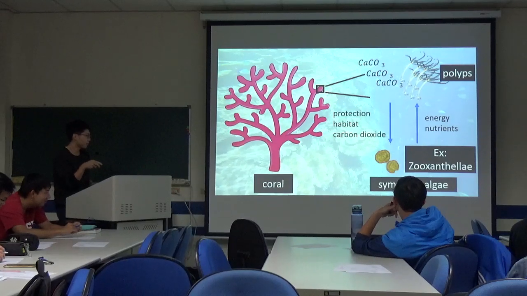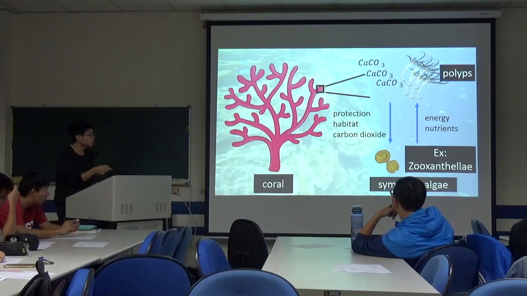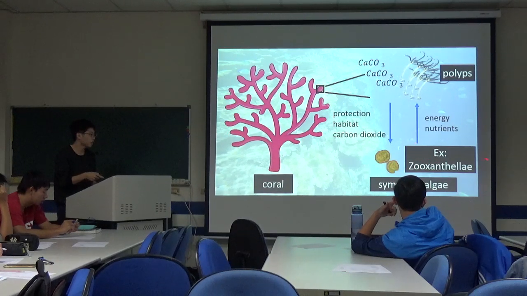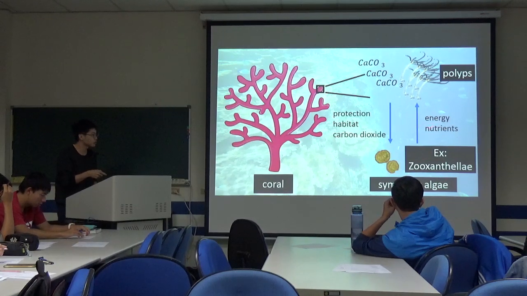Coral is a marine invertebrate. If you put coral tissue under a microscope, you can see many tiny animals called polyps. Polyps can secrete calcium carbonate, CaCO3, to form a hard skeleton. There are also single-cell symbiotic algae living in coral, which provide about 90% of the energy and nutrition to the coral. In exchange, coral provides protection, habitat, and carbon dioxide to the symbiotic algae.